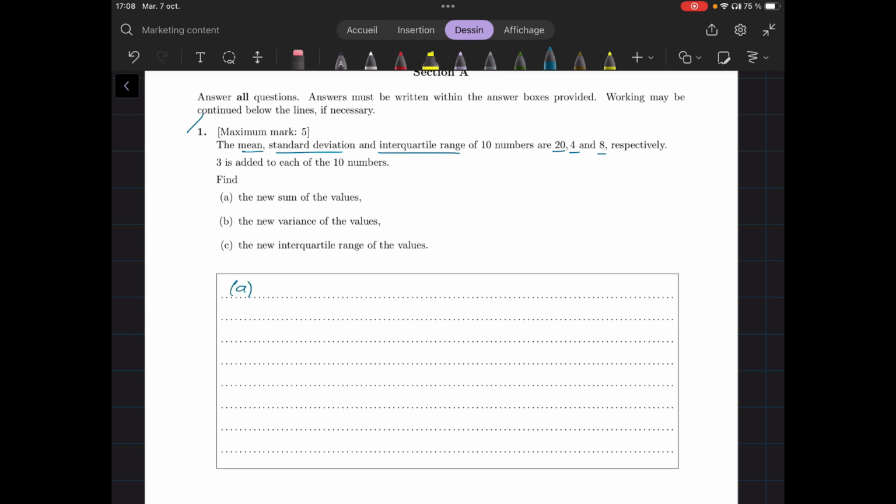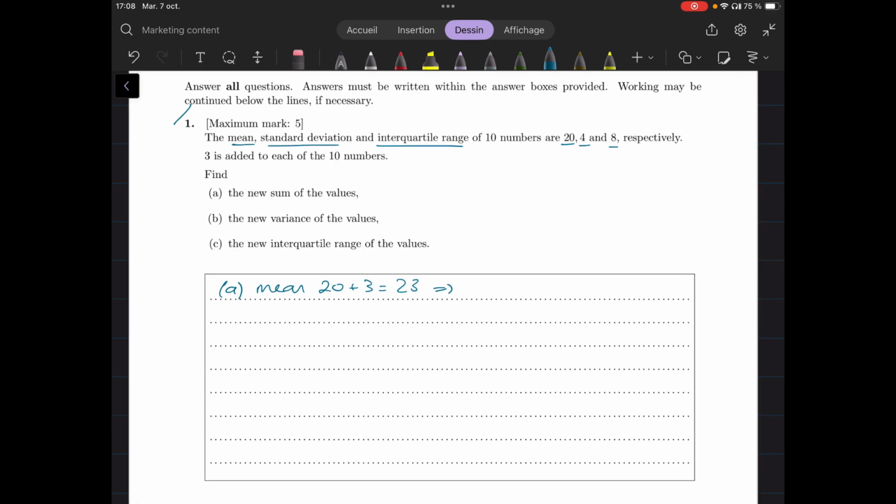Okay, to find the new sum, we need to find the new mean. So the new mean is going to be 20 plus 3, or 23. Therefore, the new sum is going to be 230.